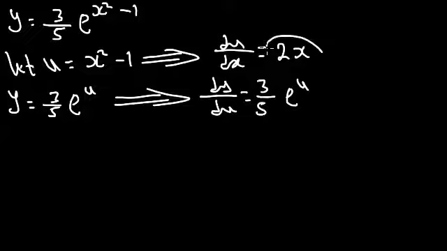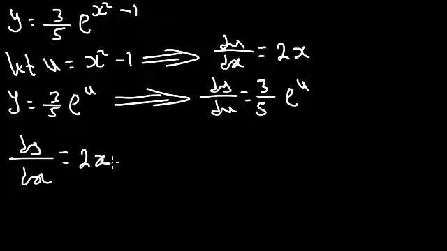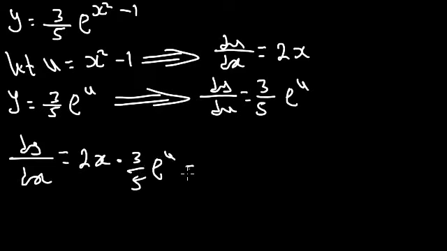Perfect. Now all we need to do is to multiply these two results, and that gives us dy/dx. So the dy/dx will now end up being 2x multiplied by 3 over 5 multiplied by e to the power of u. And finally, we got 6 over 5 x e to the power of u.